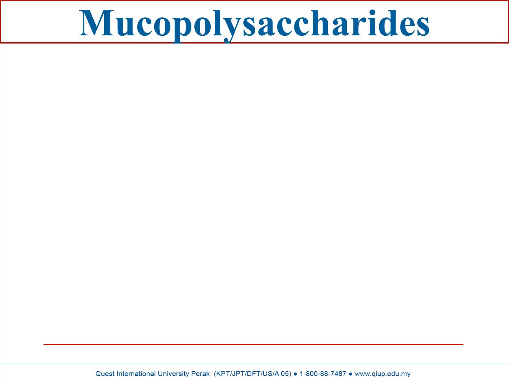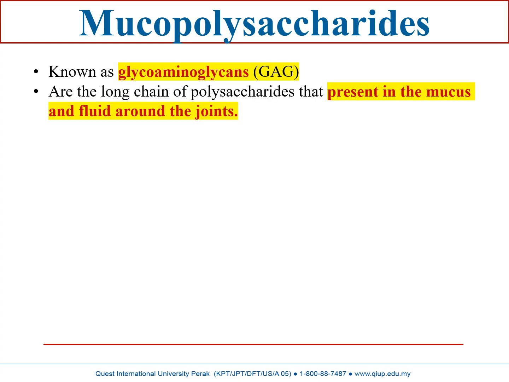Finally, we come to mucopolysaccharides, also known as glycosaminoglycan. Okay, I know it more familiar as glycosaminoglycan or GAG. But nevertheless, mucopolysaccharide. These are long chain polysaccharides that are present in the mucus and fluid around the joints. So the liquid part of the joint is made up of glycosaminoglycan.